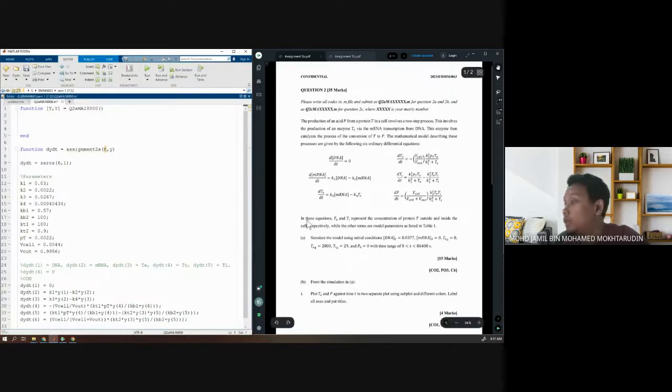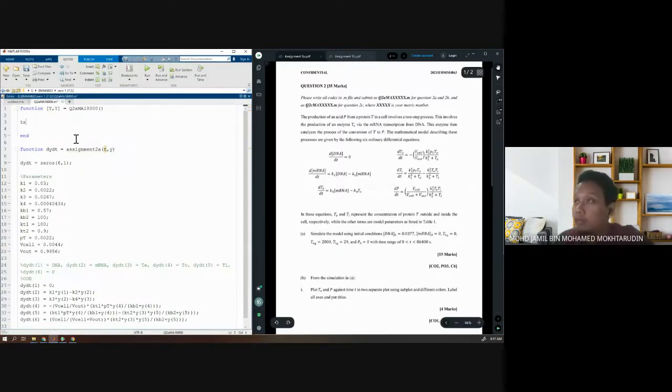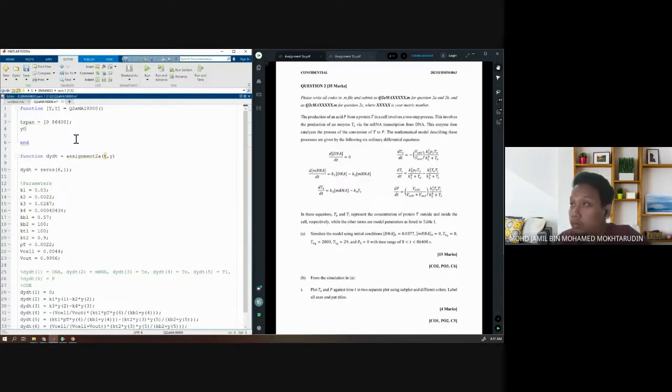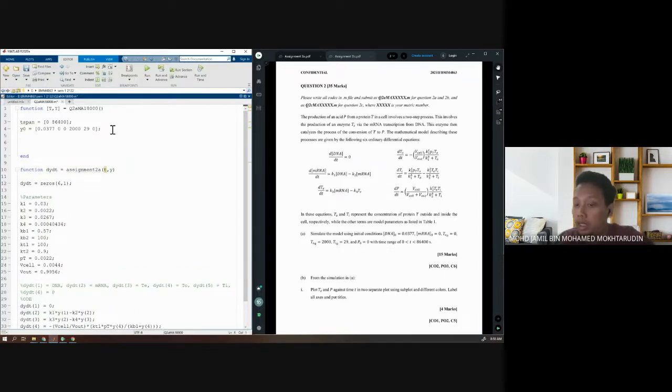So in the solver function, the first thing that you need to write is the time span. So the time span given is from 0 until 86,400. And then y0. Because we have 6 ODEs, we must have 6 y0 values. So the first value is 0.0377, and then 0, 0, 2000, 29, and 0. And you can write your ODE solver.